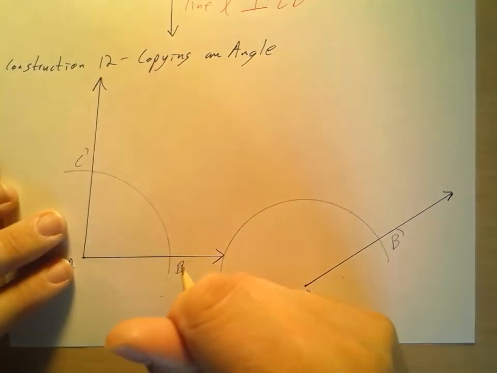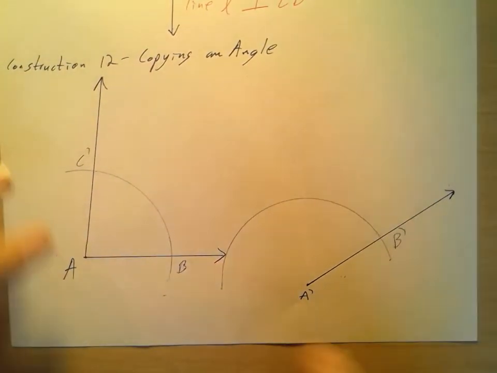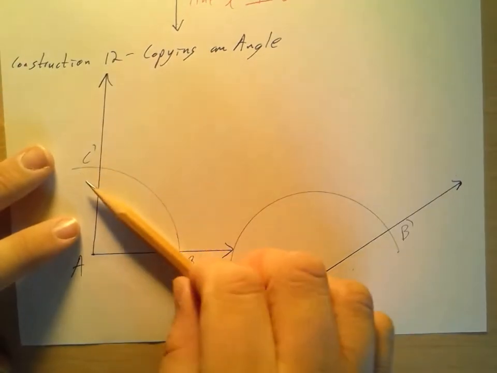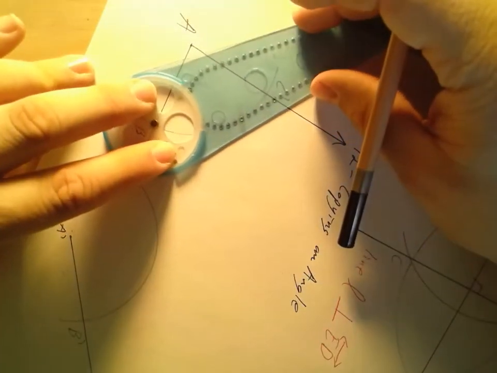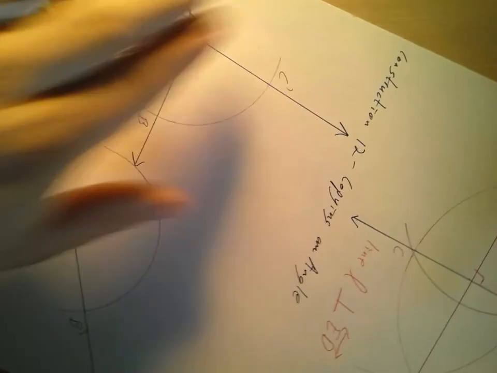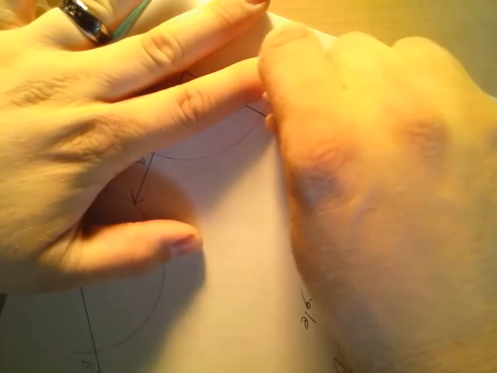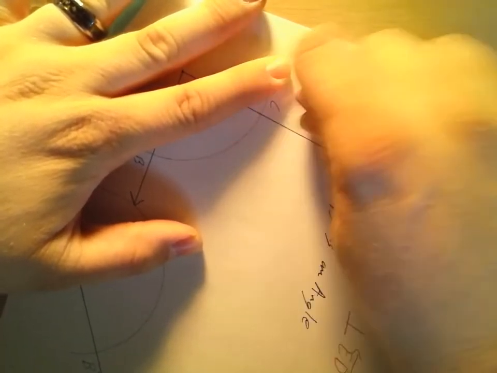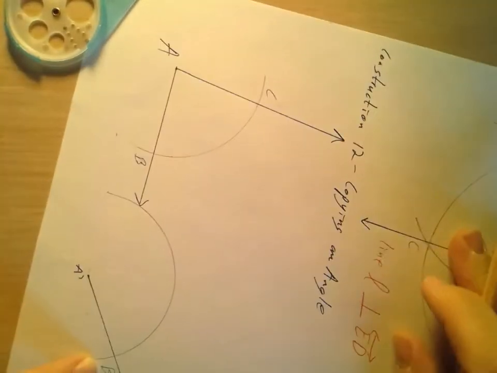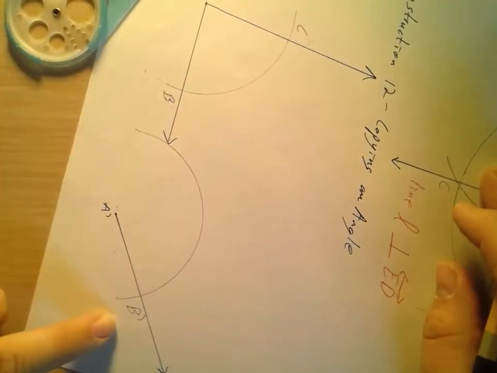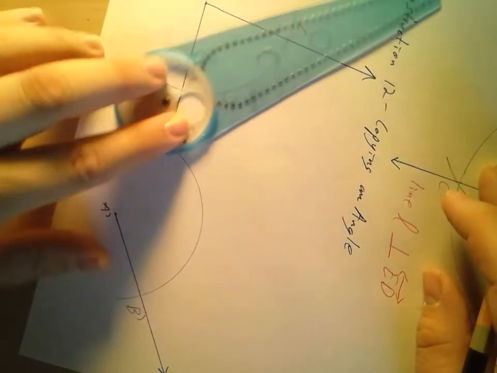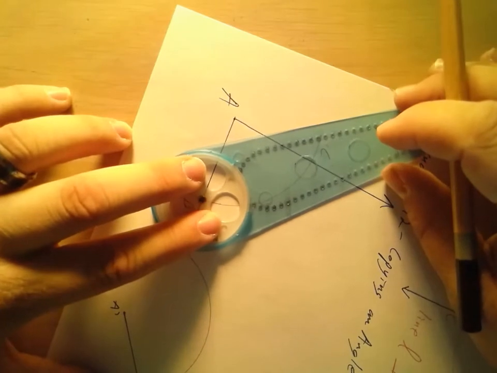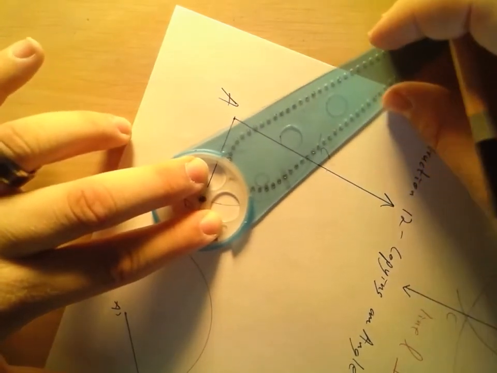So then I need to know where to put this C. Well, to do that, I'm going to need to find the distance between B and C. To do that, I can use my compass. So I place my center at B. Why B? Why do I choose B? Well, the reason I choose B is because I have a B prime. I'm using the point where I know the image or the copy or duplicate already exists.